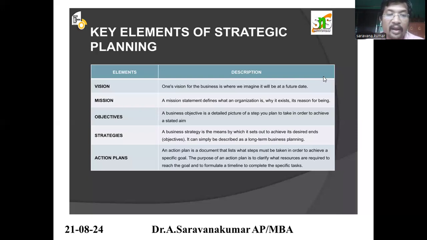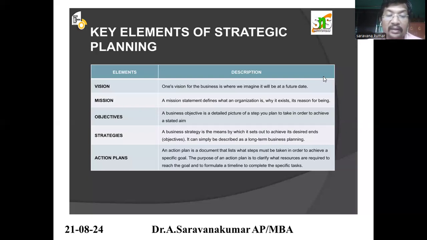That is a mission. Objectives: a business objective is a detailed picture of a step you plan to take in order to achieve a set aim. Strategies: a business strategy is the means by which it sets out to achieve its desired ends, objectives. It can simply be described as long-term business planning.